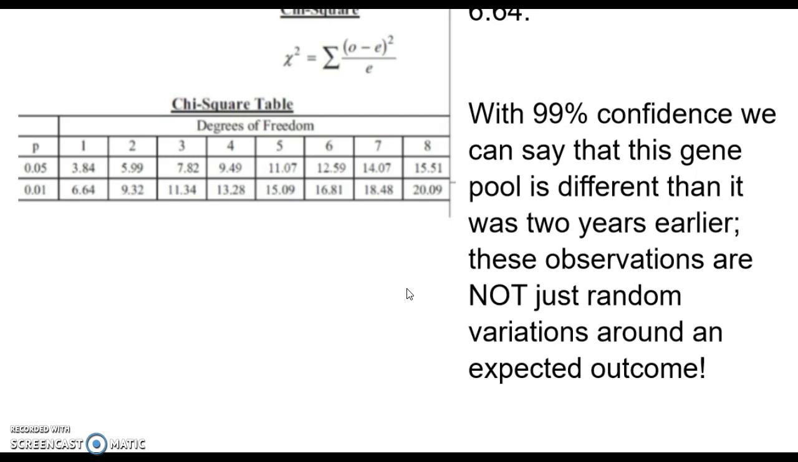There are many more examples one could play out with this, but I think now we've got some hopefully clear examples of Hardy-Weinberg problems, chi-squared problems, and combinations of Hardy-Weinberg with chi-squared analysis.